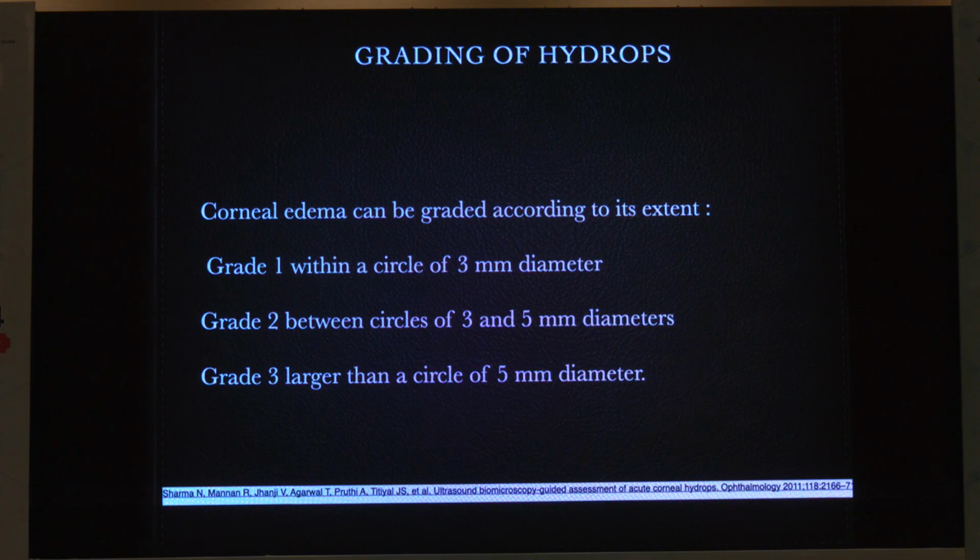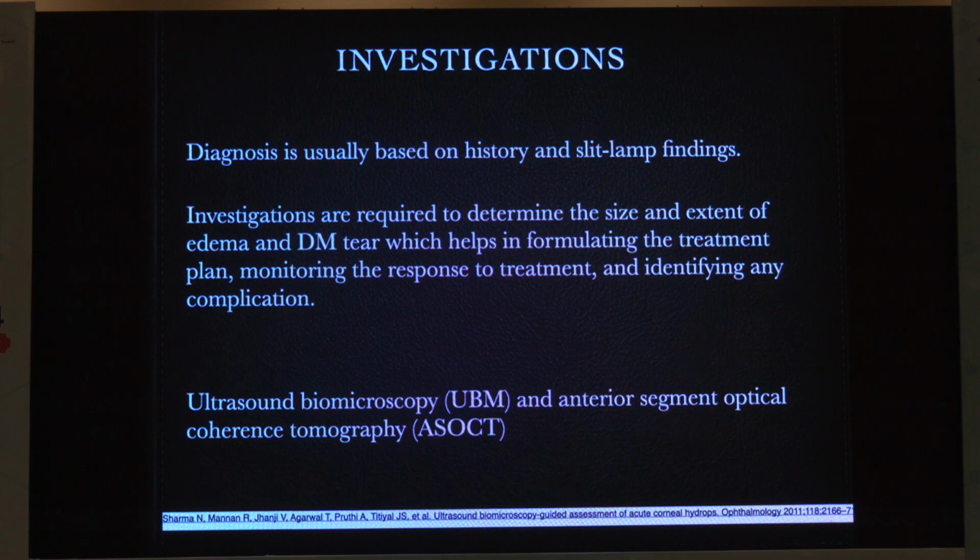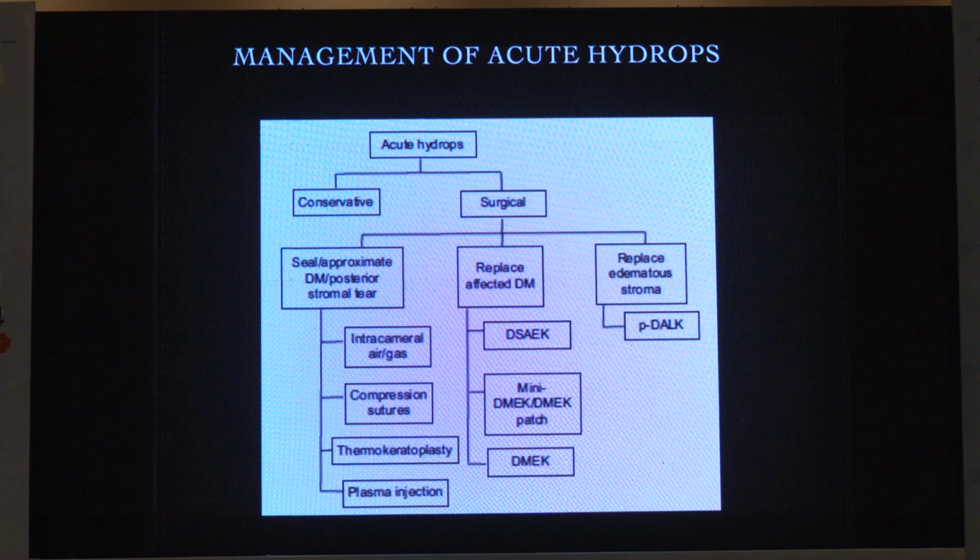This corneal edema can be graded according to the extent. Grade 1 is within a circle of 3 mm diameter, grade 2 is between circles of 3 and 5 mm diameter, grade 3 is larger than a circle of 5 mm diameter. The investigations are based on history and slit lamp findings mostly, and sometimes we require investigation to find out the size and extent of edema as we are moving towards the compression sutures era. When we can identify the DM tears, it helps in formulating our treatment plan, or also to monitor the response to the treatment in such kind of patients. UBM and anterior segment OCT also are very important in the investigations in such patients.